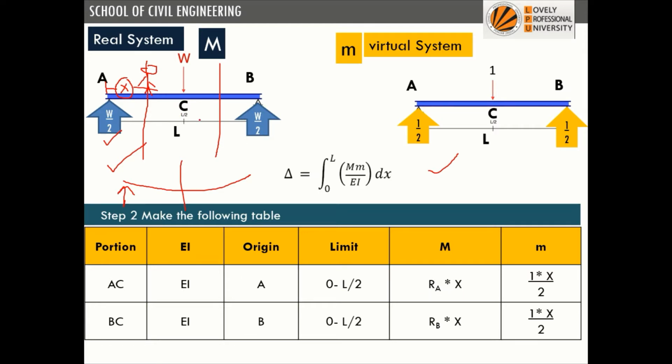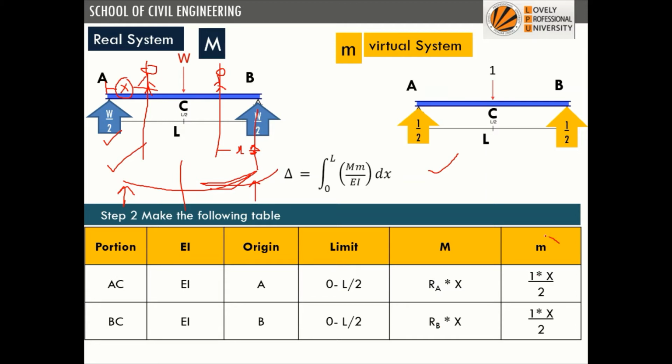Similarly, when we solve for portion BC, we are at the section, and on the other side we find that there are two forces on the left side. So we will consider the equilibrium from the right hand side. This distance is X. So what will be the value? It will be RB into X. Because of this load, the curvature is like this. It is sagging. So this will be positive.